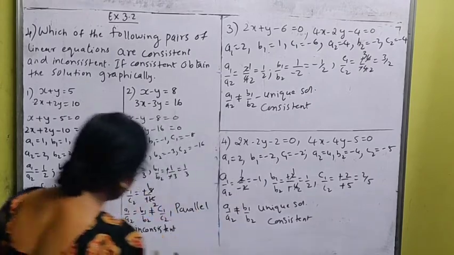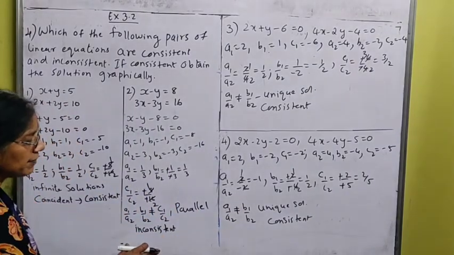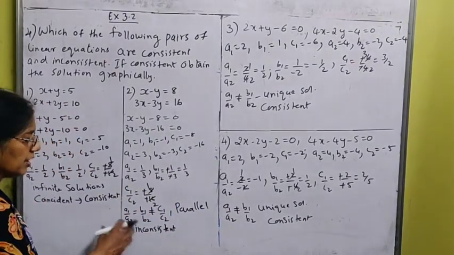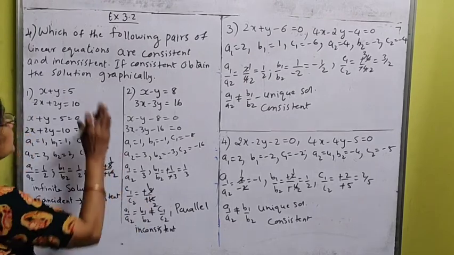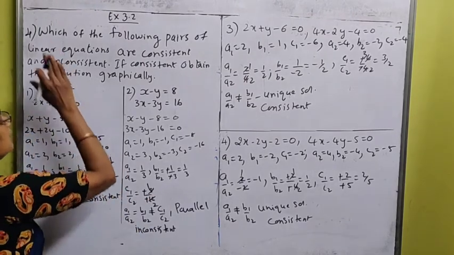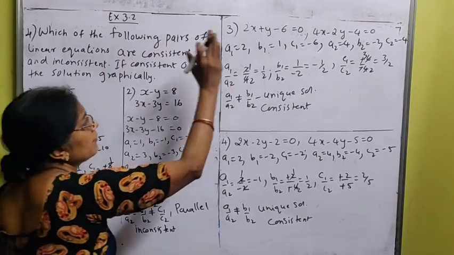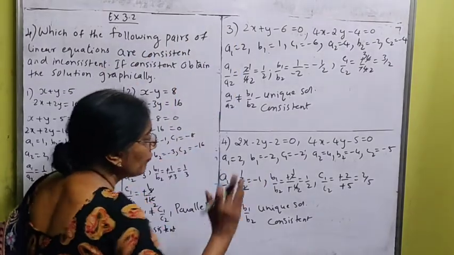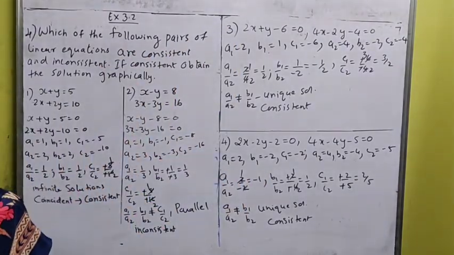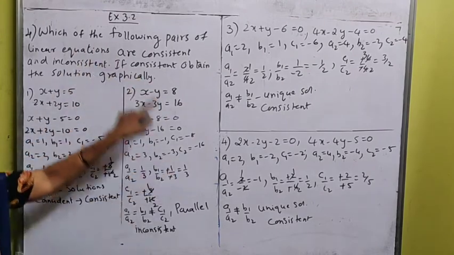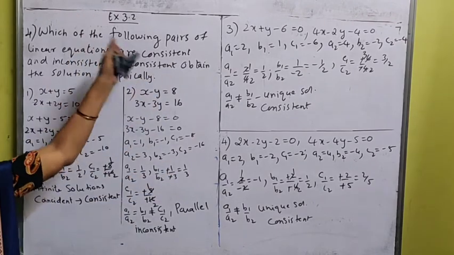So only one graph is inconsistent. That is why? Because there is no solution. So it is inconsistent. So that is sum number 1, sum number 3 and sum number 4. You have to draw the graph by yourself. This is how you can find out whether the equation is consistent or inconsistent.